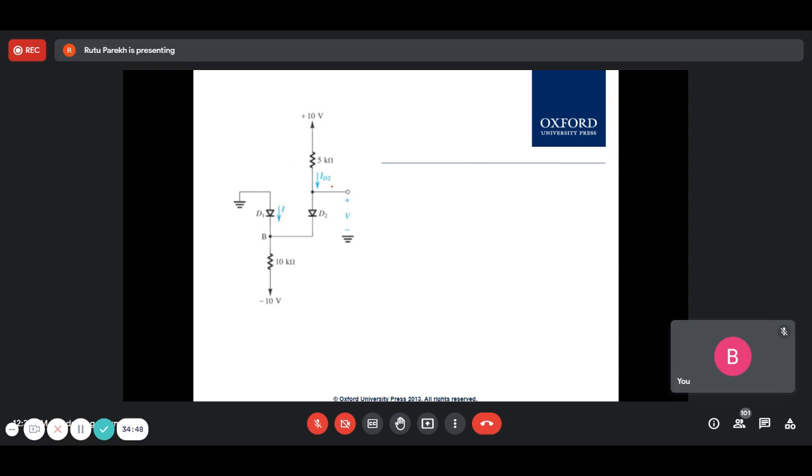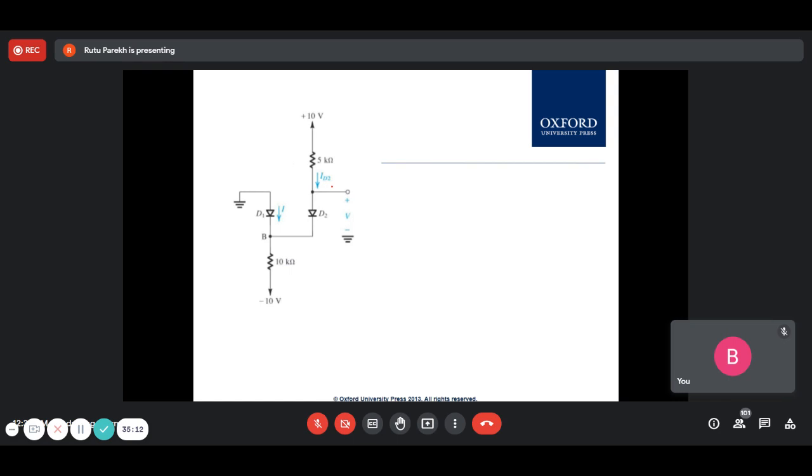In this example, you can see some R and voltage is given, and D1 and D2 are two diodes. What is asked is to find I and V. Can you see, everybody? I asked you, can you see? Only that much, simple question.